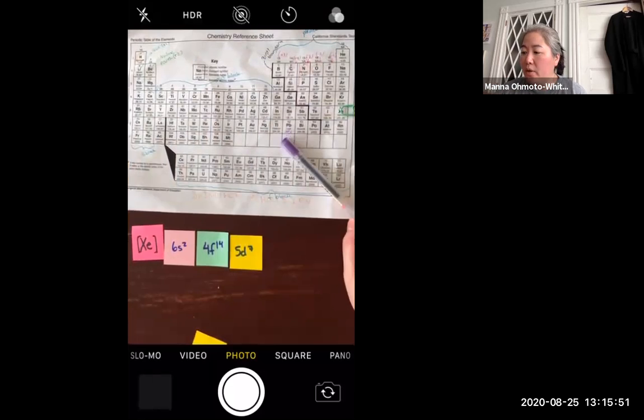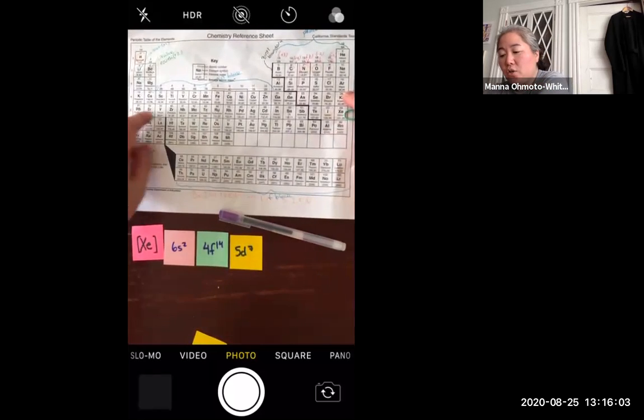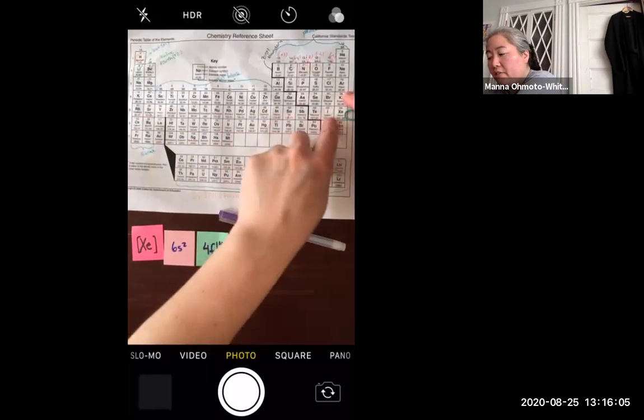Yay. Now, one thing that's important is to remember that xenon's electron configuration, noble gas core, is not xenon. I still have to take the noble gas of the one before it, and so that would be krypton, 5s2, 4d10, 5p6.